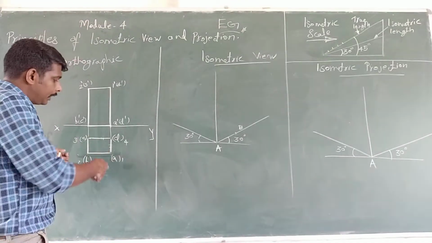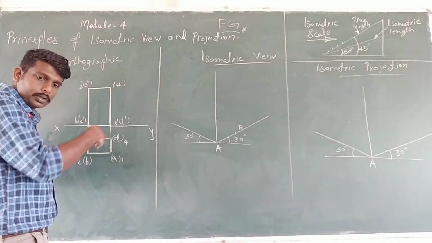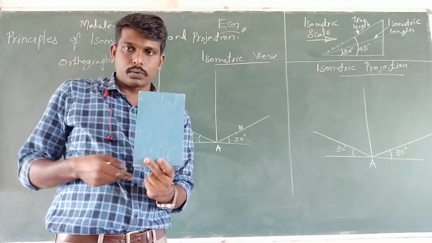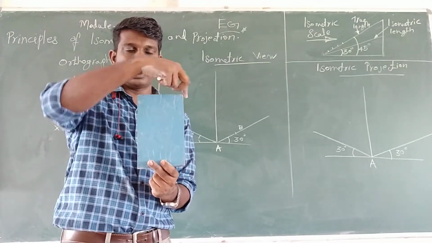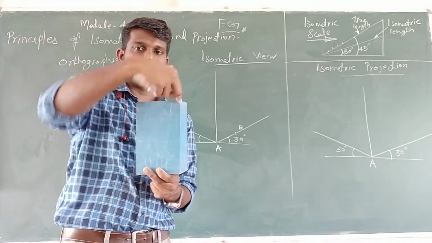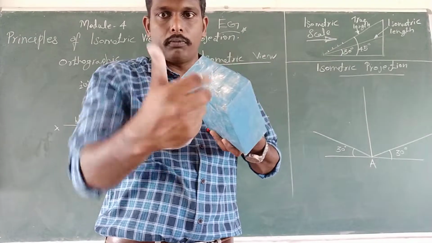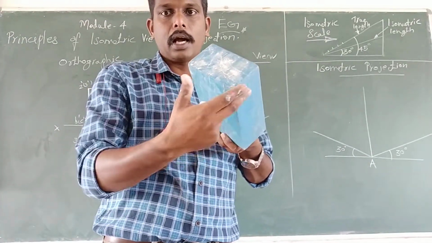Here I am taking the solid diagonal 1 to C, with A, B, C and 1, 2, 3, 4. That is, 1 to C is perpendicular to the viewer. So we can see the top face, the front face, and one more face.